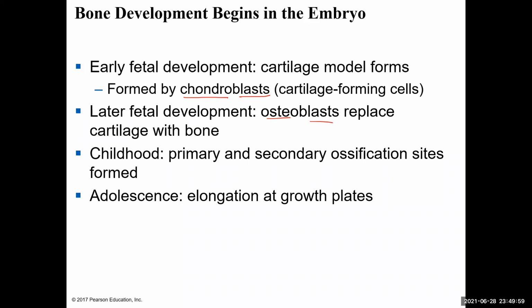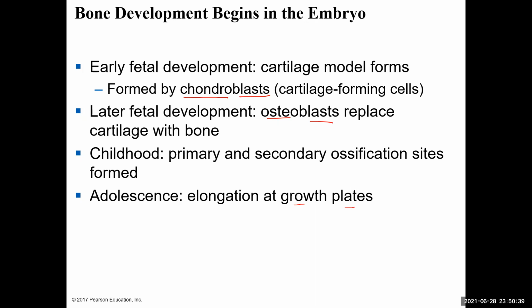And then osteoblasts, right? So this is bone forming cells, will come in after those cartilaginous models are formed, and then they'll replace the cartilage with bone. And that happens much later in fetal development. And then during childhood, you get primary and secondary ossification sites to form in those bones. And then as the individual grows and develops, the bones will form what's known as growth plates, which are at the ends of the bones.